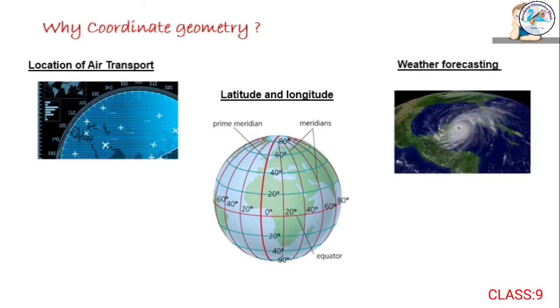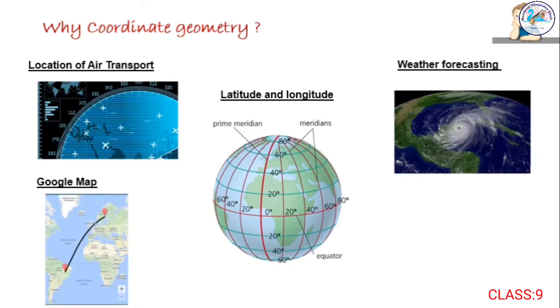The forecasters are tracking hurricanes. For predicting the path of hurricanes, they particularly use geographical coordinates, meaning the latitude and longitude. Next, in Google Map, to find the shortest distance between two places or how much time it will take to reach the destination, Google Map uses the geographical coordinates, that is latitude and longitude. In general, coordinate geometry is used in Google Map.